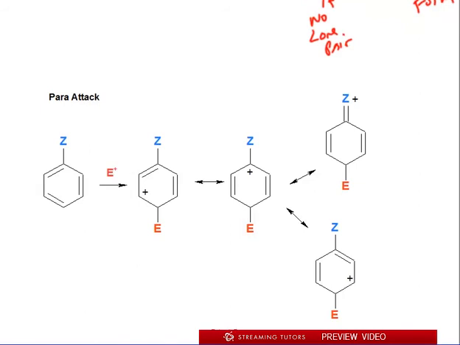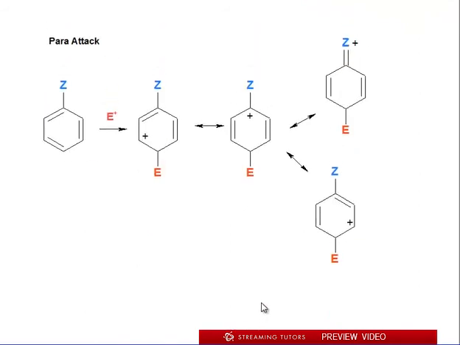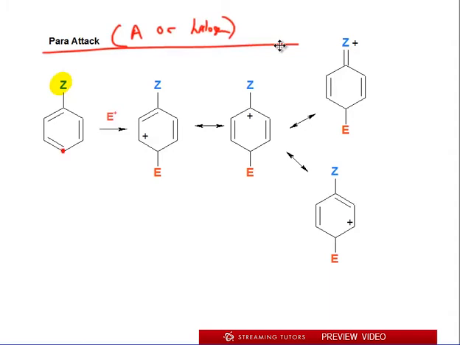Let's look at para. Para has a similar idea. Now, again, para occurs if you have an activator or a halogen, right? Then you can get ortho and para. Well, para is across from the Z group. So imagine if this is an activator or halogen, the next one in is going para. So I'm going to make sure that the carbon that's para gets the E. So I have to look, where's the double bond to that carbon? It's on the left. So I'm going to draw it out like that.